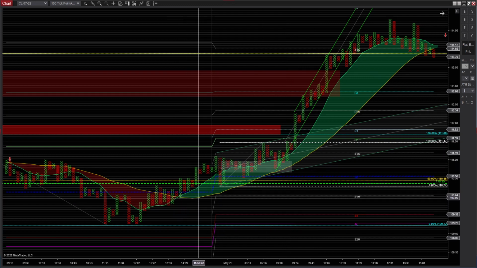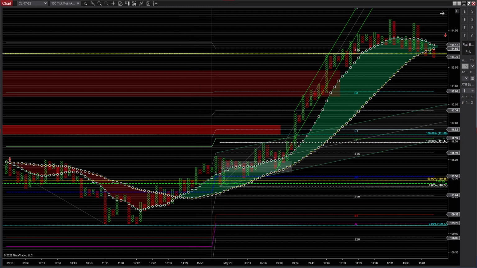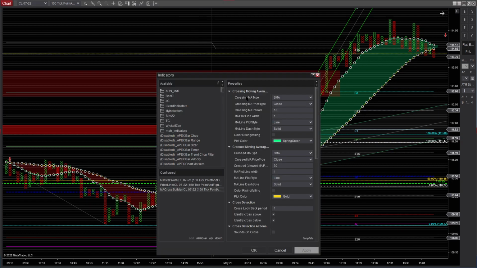Okay, I'm gonna share this one as well. So I'm gonna open this one. This one is an indicator called MA Cross Builder. You can find it in the ecosystem for NinjaTrader. And my settings on this one is a simple moving average for the 10 and the 30.